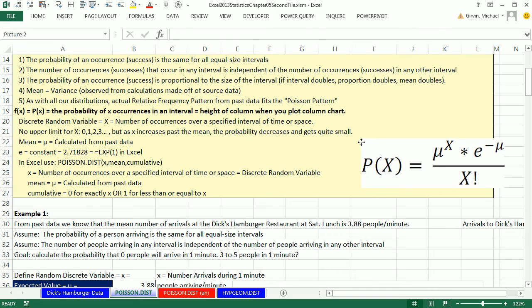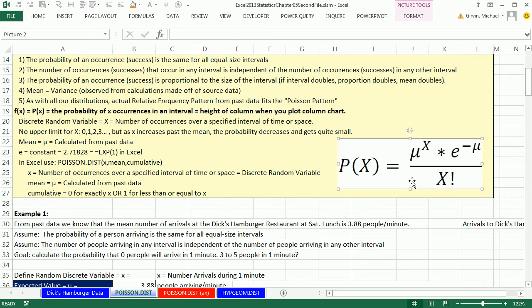Our formula right here, which you can do if you want to have a couple examples of doing the formula, but we're going to use the Poisson.DIST. We take the mu, raise it to the x times that magic number e. Now, e is approximated by 2.71828. In Excel, you can get it by going equals exponent of 1. And that'll give you e. You would take e and you raise it to the minus mu and divide it by x, really excited. No, x factorial. So in Excel, we'll use Poisson.DIST, x, mean, and cumulative.